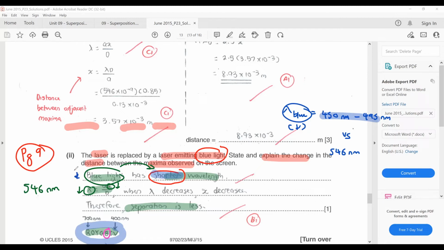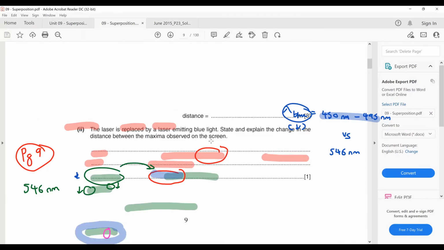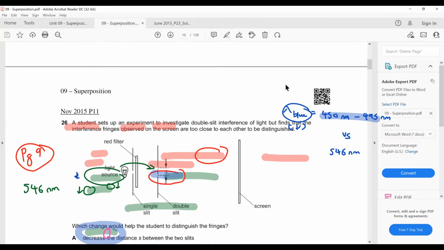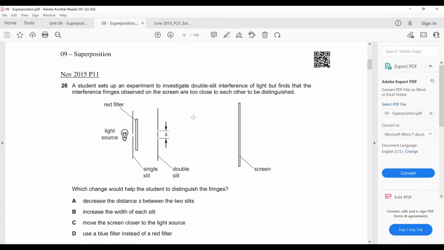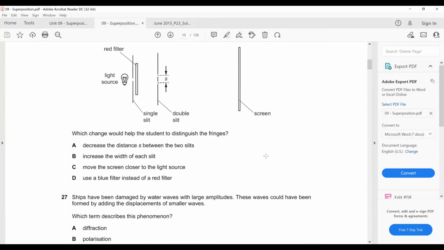All right, so let's start the lesson in earnest. Now we're just going to go through some other questions that deal with double slits. We haven't been doing much of it, so we're doing more today. After page 9, can you look at page 10?